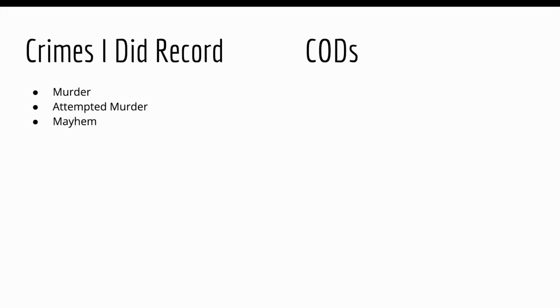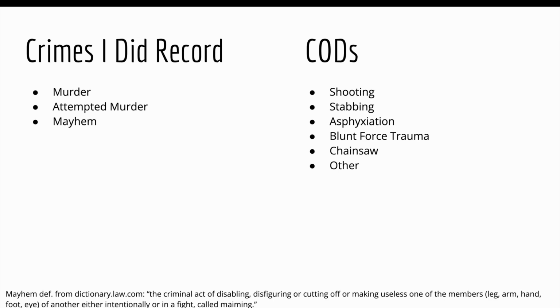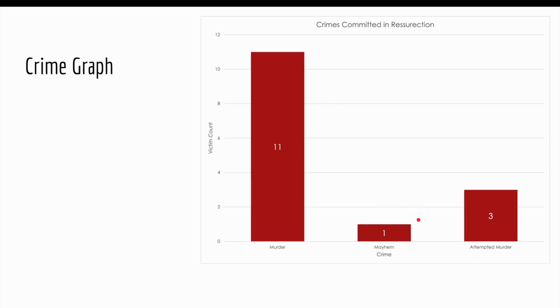Murder, attempted murder, and mayhem. And there was a larger pool of crimes that I recorded throughout all of the Dexter seasons, but these are the only 3 that I counted as showing up in this season. And as for the causes of death, I had shooting, stabbing, asphyxiation, blunt force trauma, chainsaw, and other. And these are the crimes committed in Resurrection.